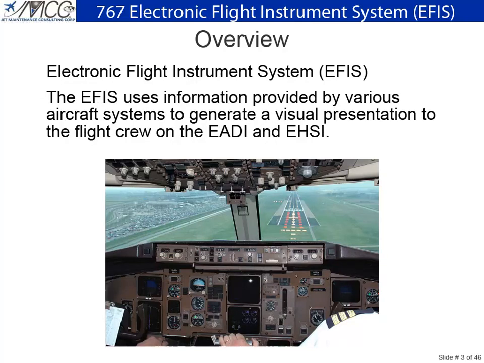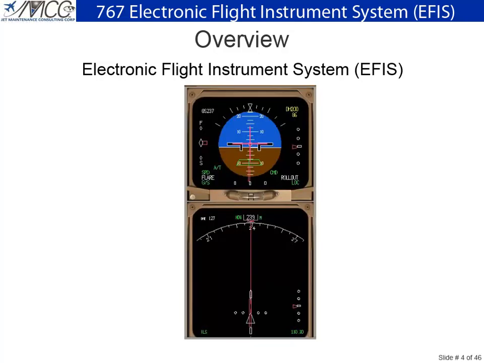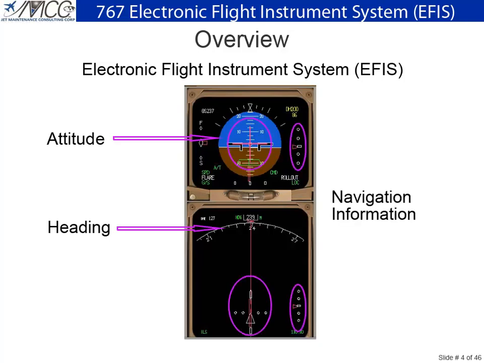The Electronic Flight Instrument System, or EFIS, uses information provided by various aircraft systems to generate a visual presentation to the flight crew on the EADI and the EHSI. The information displayed on the EADI and EHSI allows the crew to determine the aircraft attitude and heading. The displays also provide navigation information.